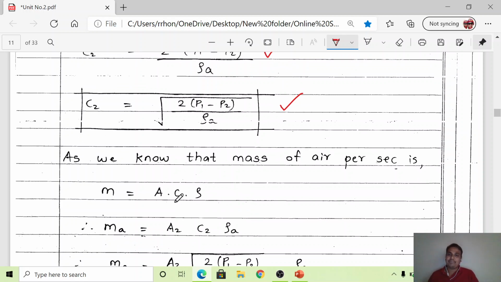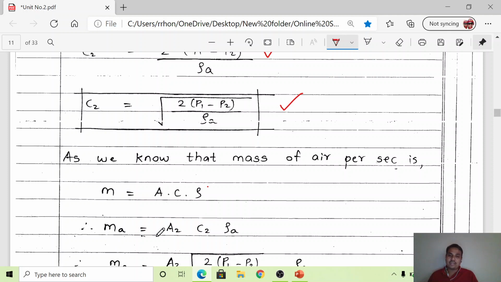Similarly, the next equation is what? We know the mass of air per second. Generally we have a formula for the mass of air. How can we calculate the mass of air? With the help of this formula: area into velocity into density. A stands for area, C stands for velocity, and rho stands for density. So if you want to calculate the mass of air, we have this general formula. So when we talk about the mass of air for section 2, how can we write the equation?